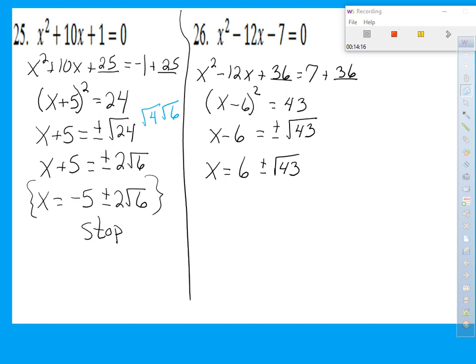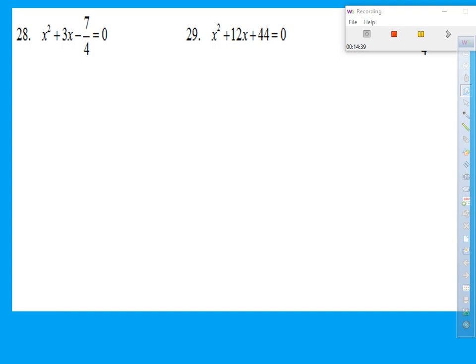So there's what we got so far. Now, I've spoiled you so far. All of your b values so far have been even. And when you take half of an even number, you get a whole number. You get an integer. So we can square that really, really easily. Let me show you what it looks like when it's not. So here goes your 28. So I'll do 28, and then I'll move my recording part here, and I'll do number 30 with you, because both of those have odds.